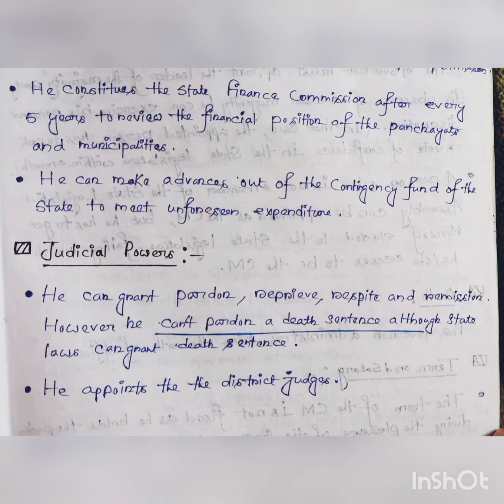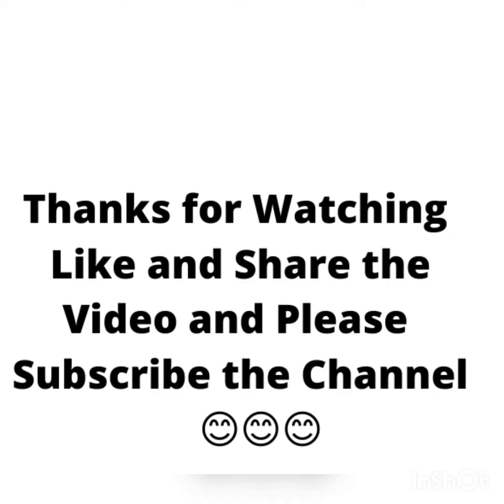Next, the judicial powers of the Governor of a state. He can grant pardon, reprieve, respite and remission. However, he cannot pardon a death sentence, although he can suspend, remit or commute it. He appoints the district judges. So this is the important information about Governors of the states of India. Next day we will discuss the current Governors of all the states in India.